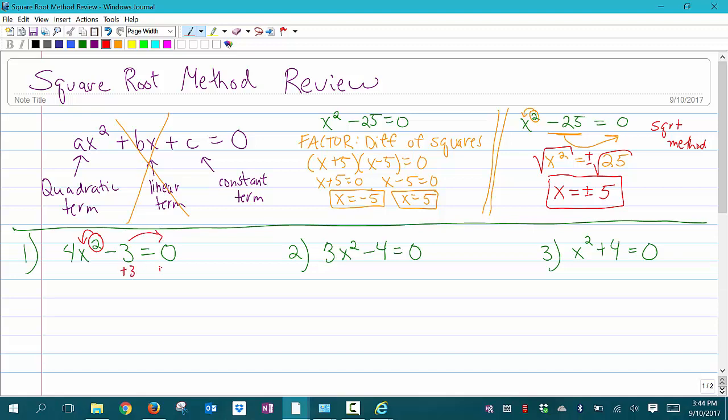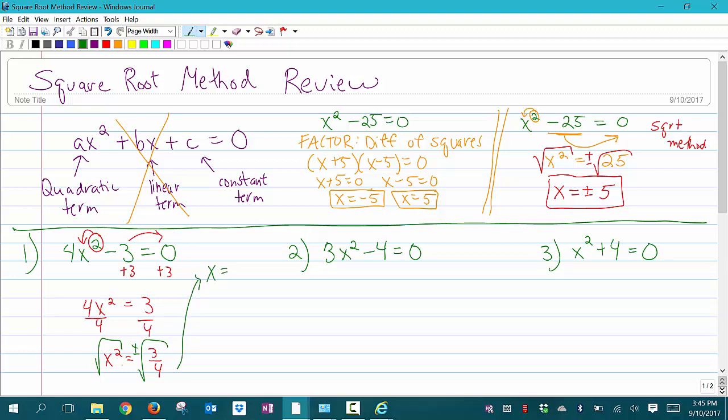I'm going to add 3 to both sides first. I end up with 4x squared equals a positive 3. And then I'm going to divide both sides by 4. So I get x squared is equal to a positive 3/4. Now I'm allowed to take the square root of both sides, and then I do not want to forget to put the plus and minus in front of the square root. I want to obtain all possible solutions.